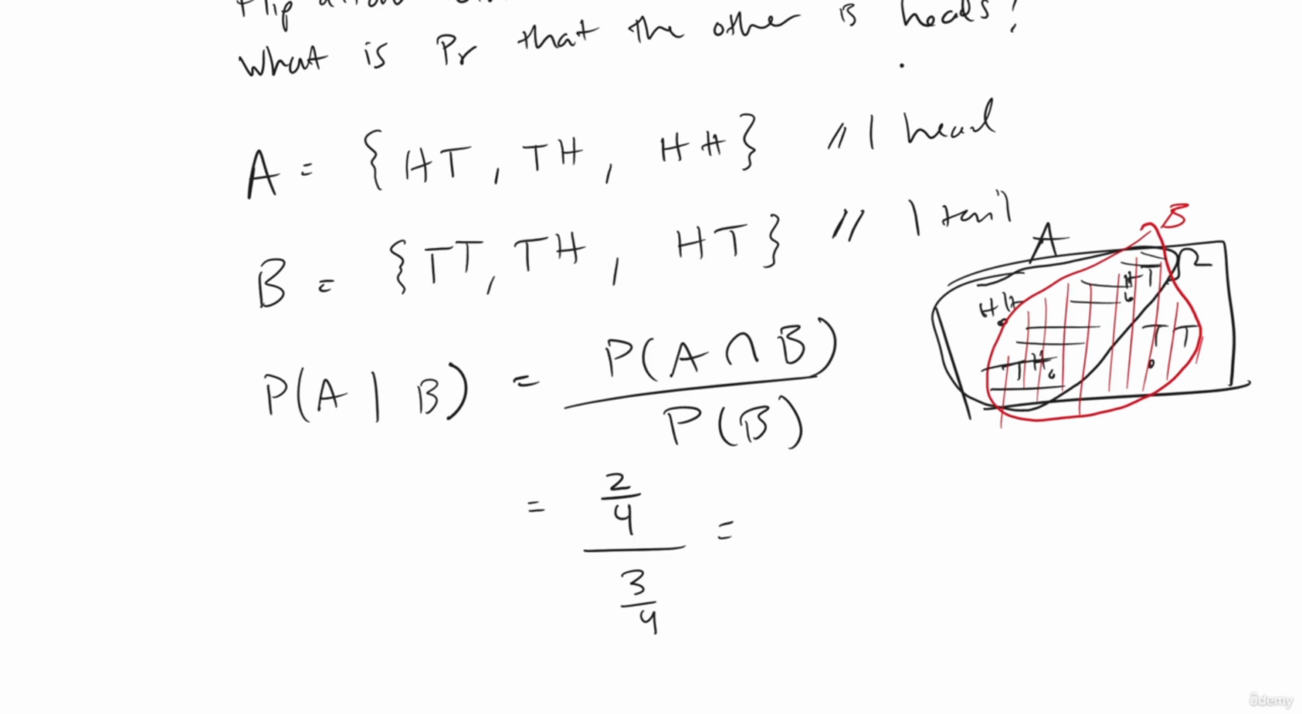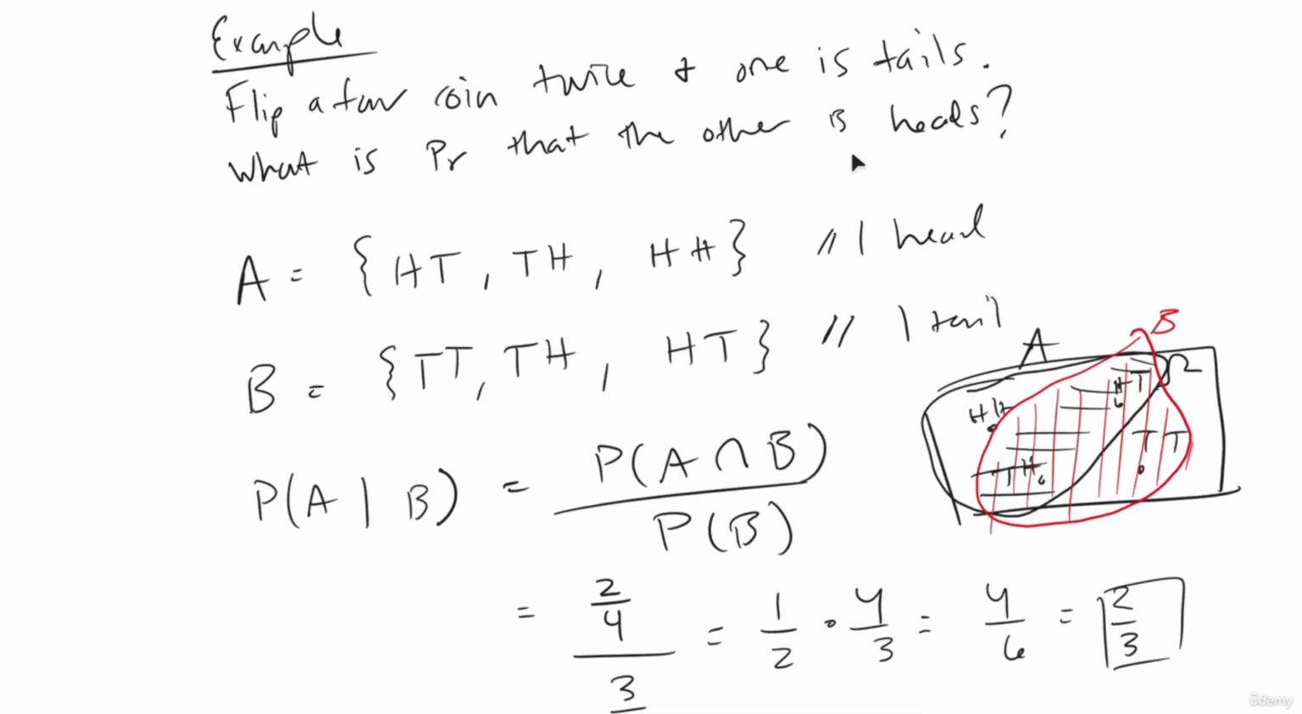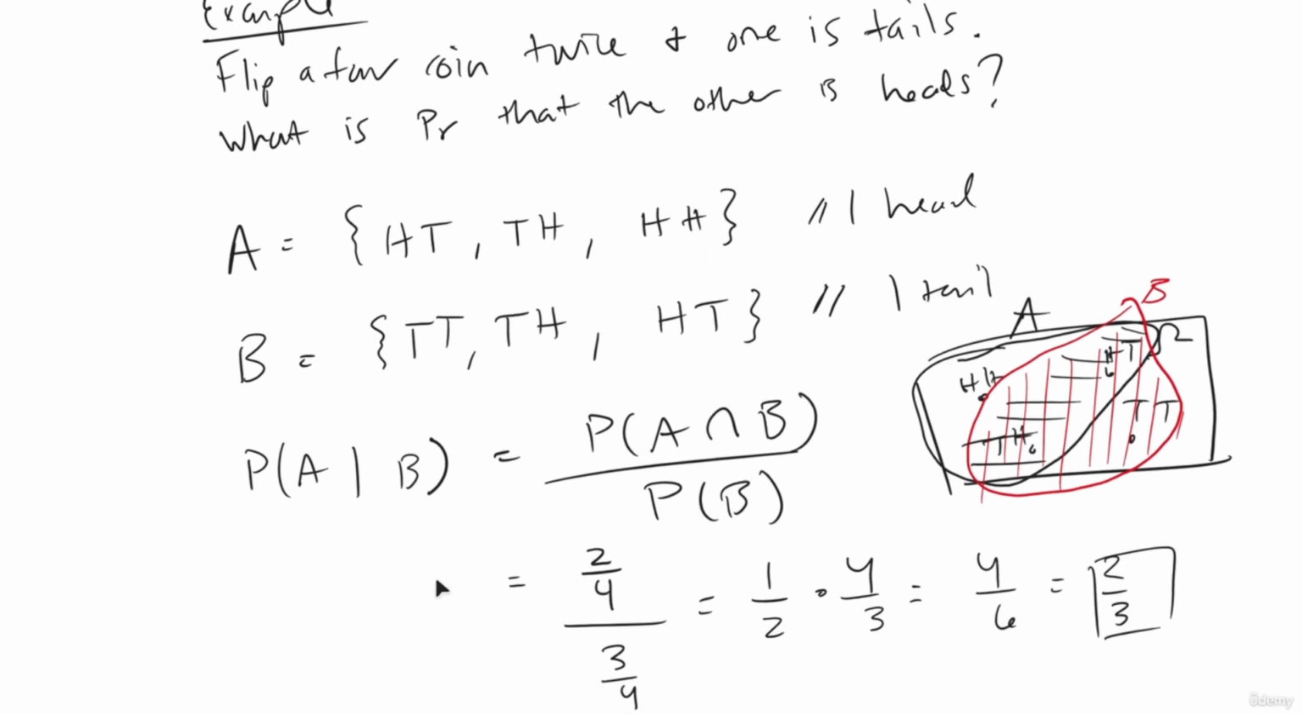And so I'm going to rearrange this. It's going to be 1/2 times 4 over 3. That's going to be 4 over 6, which is equal to 2/3. And so the probability that if you had flipped a fair coin and one of them was heads, we don't know which slot it was in, first or second, what is the probability that the other one is heads? It is going to be 2/3. And that is how we can use conditional probability to answer that question. And so that concludes our short lesson on the intro to probability.